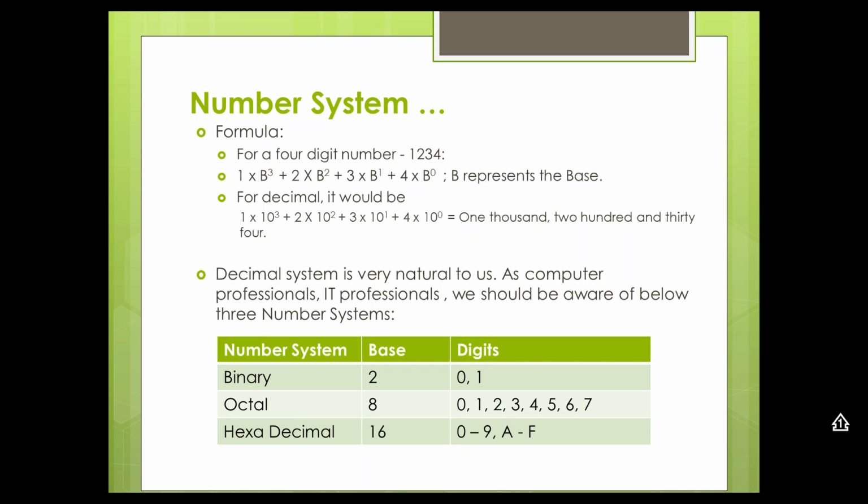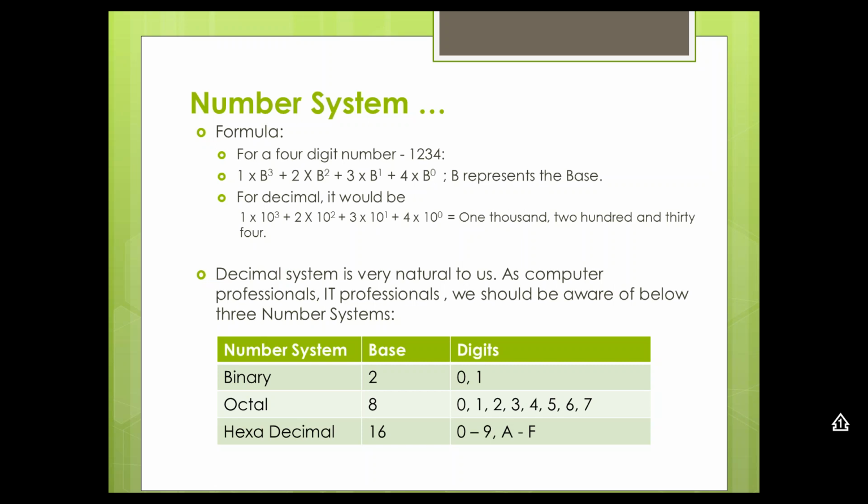Substitute b with 10, because we are taking the decimal system. So 1 into 10 to the power of 3, 2 into 10 to the power of 2, 3 into 10 to the power of 1, 4 into 10 to the power of 0. So that total value will be 1234.